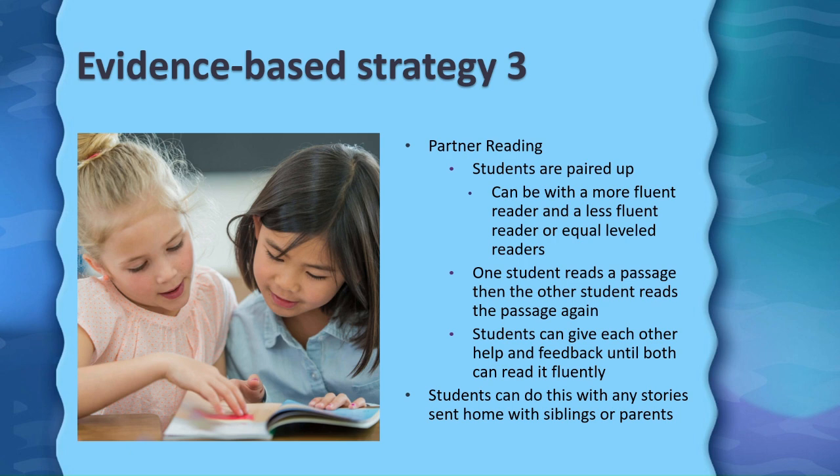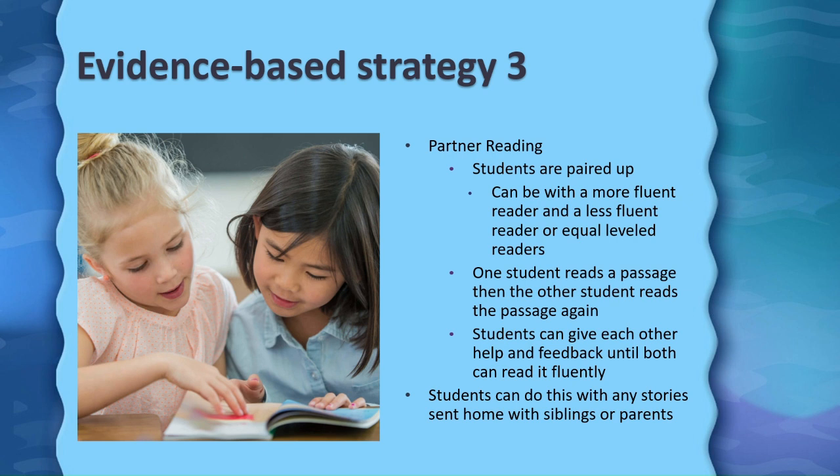So our third evidence-based strategy is partner reading. So students get paired up, and there are different ways to do this, but you can either have a more fluent reader paired with a less fluent reader, or you can have two equal-leveled readers paired together. The goal with a more fluent reader and a less fluent reader is for the more fluent reader to model fluency to the less fluent reader, and then for the equal-leveled readers is for them just to work together.